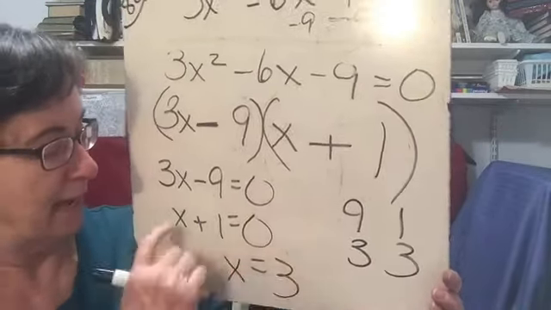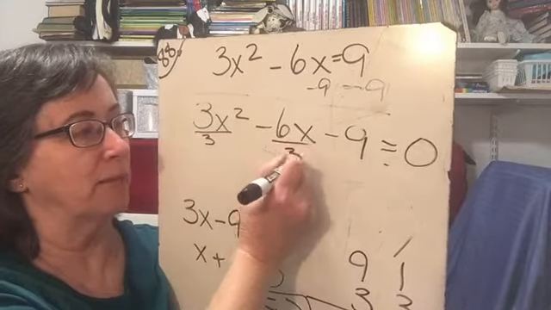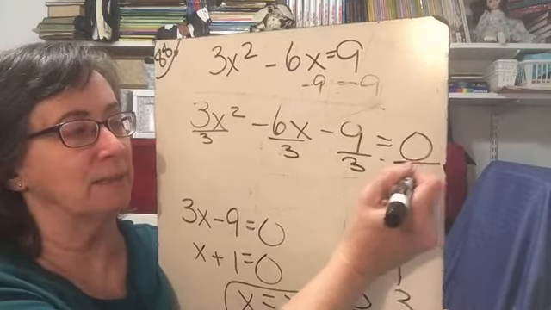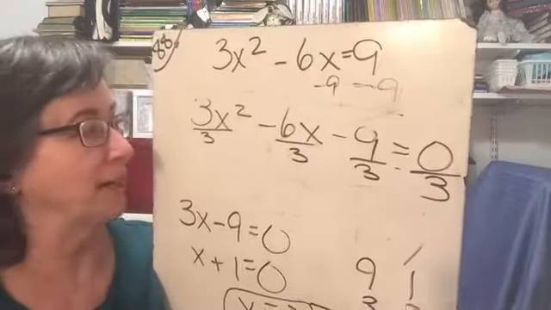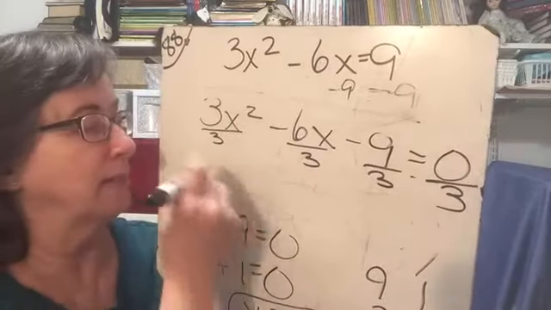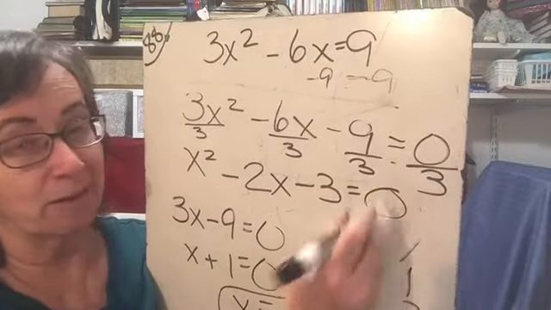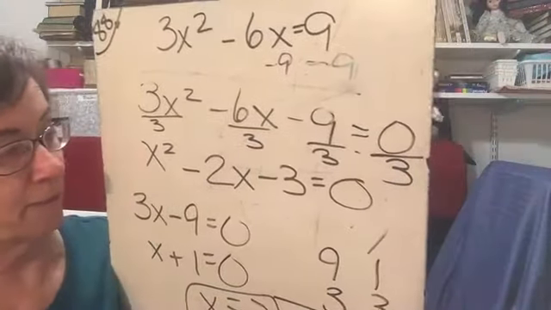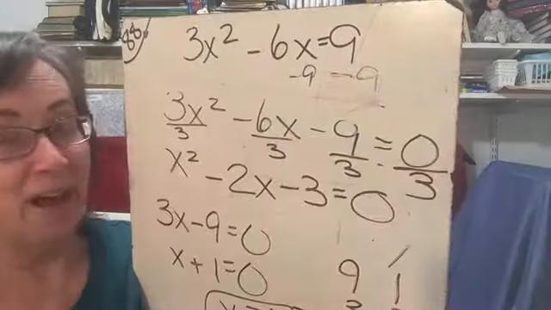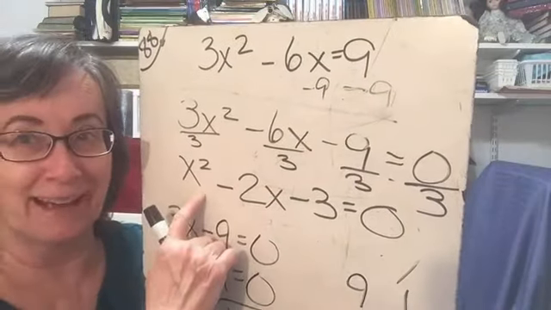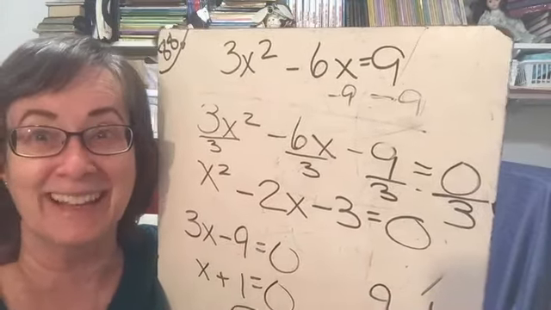So we're going to divide everything by 3 because 3 goes into each one of the terms. So divide by 3, divide by 3, divide by 3, and divide by 3, all the way across the equation. So 3 divided by 3 is 1, so I get x squared, minus 6 divided by 3 is 2x, minus 3 equals 0, because 0 divided by 3 is still 0. Now I don't have a 3x squared. I just have an x squared. I should have done that to start with.